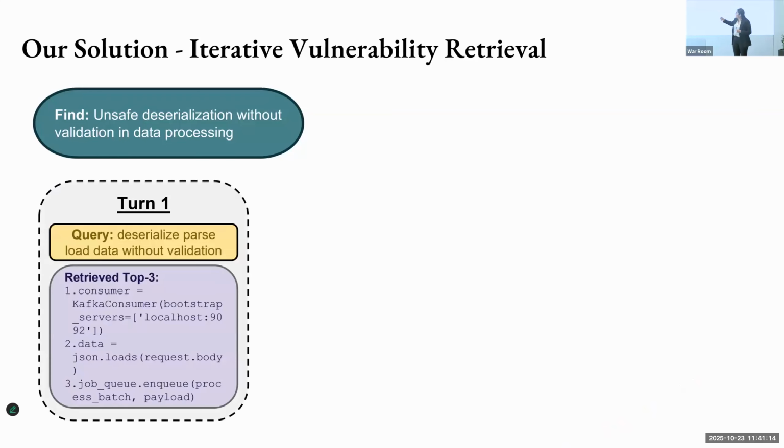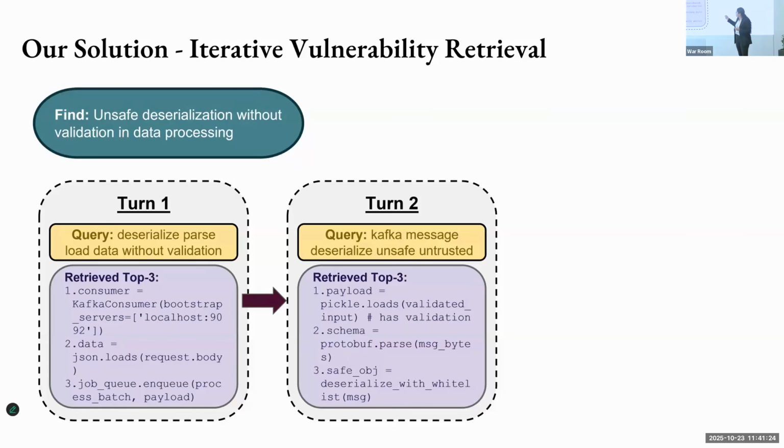Maybe our turn one would be taking some keywords from the search query and then looking at the retrieved top K. And then realizing that maybe Kafka is going to lead us to something, right? And then you would probably go into turn two, where you would see that, okay, Kafka messages, you alter your search query, and then you get your new retrieved top three, and then you're still not satisfied because you still haven't found your vulnerability here.